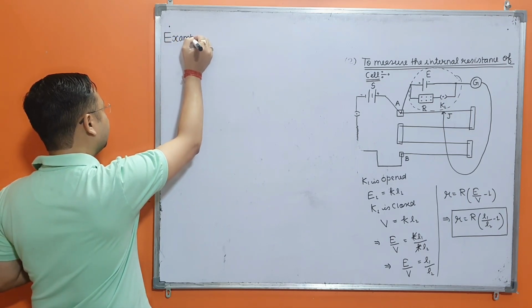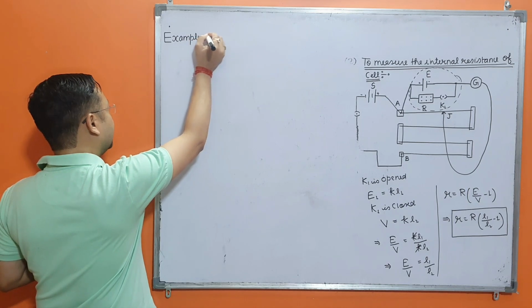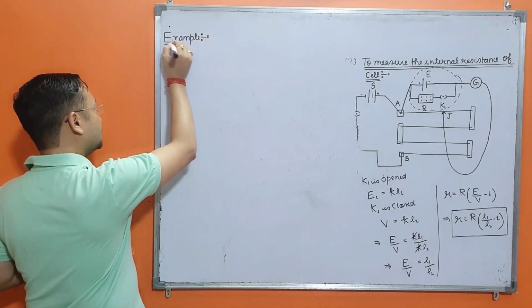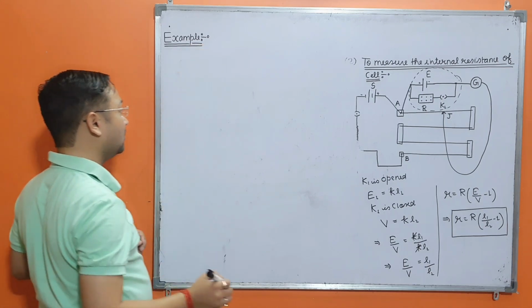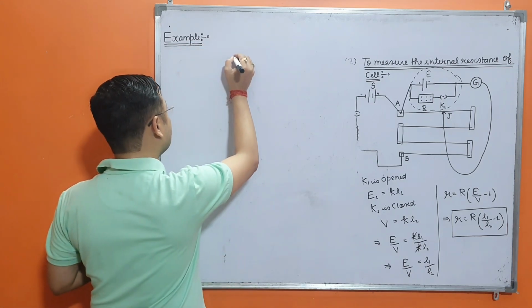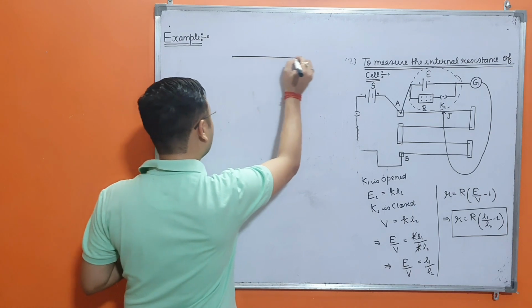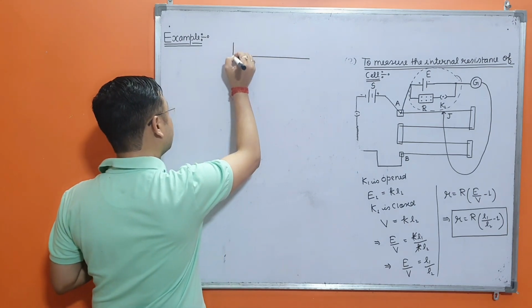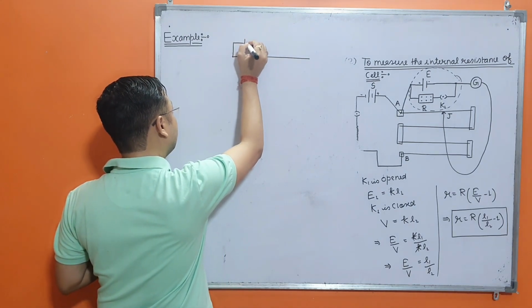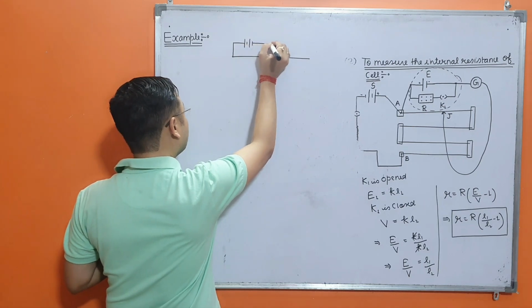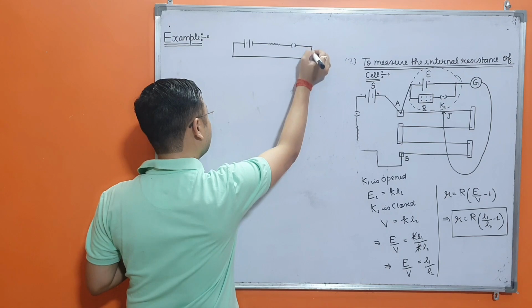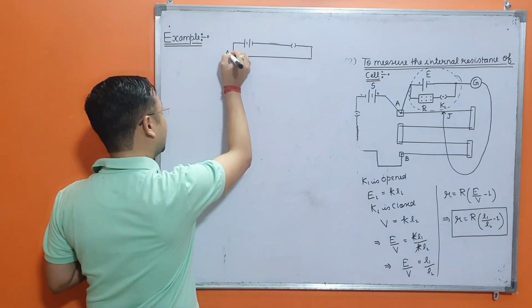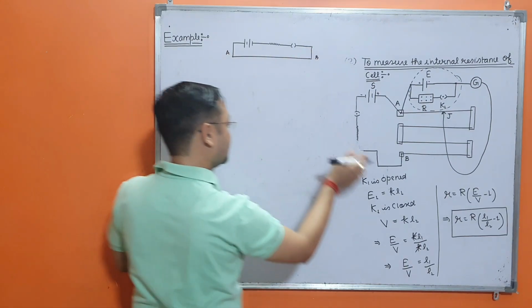So the question is saying that in the given diagram, the two cells of EMF E1 and E2 are connected in two configurations. The circuit diagram is given. This is the driver cell. This is the Rheostat, the external resistance. This is the key. This is the terminal A and this is the terminal B.